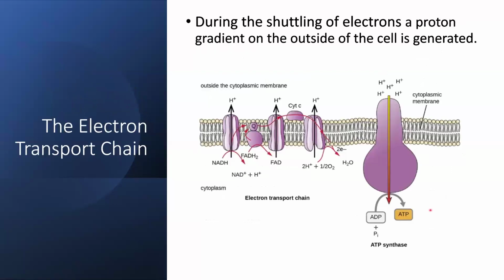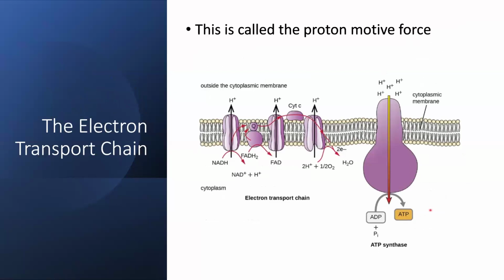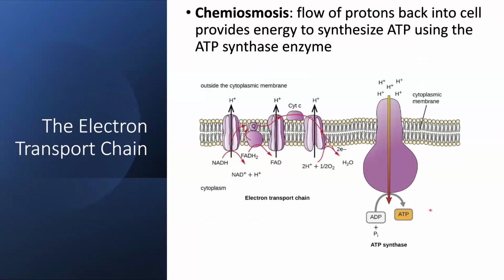And so this is just reiterating that you generate that proton gradient, and this is forming what's known as the proton motive force. As those protons are pumped back in, they generate ATP. That process is called chemiosmosis. This is the flow of protons back into the cell, allowing ADP to be phosphorylated to ATP.